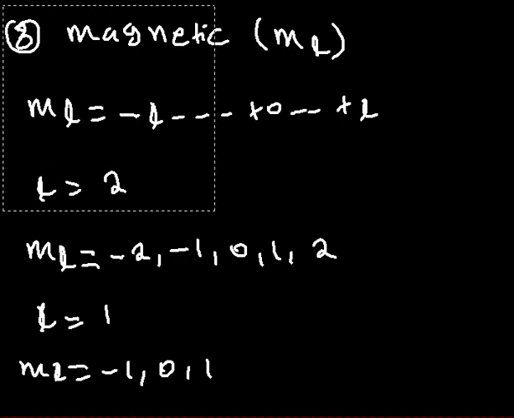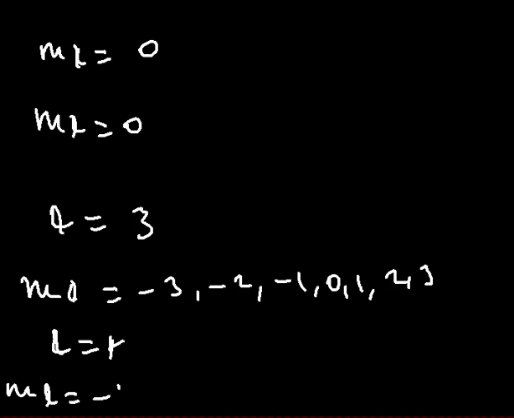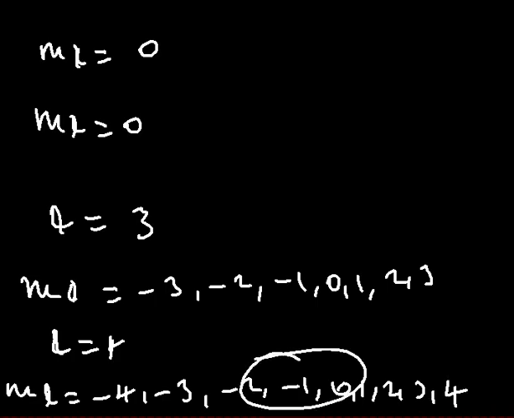And if L is given as 0, it means the only possible value of ML is 0 as well. What if we have L given as 3? It means ML will have negative 3, negative 2, negative 1, 0, 1, 2, 3. And if L is given as 4, we'll have ML as negative 4, negative 3, negative 2, negative 1, 0, 1, 2, 3, up to 4. So that's how you start to understand that.